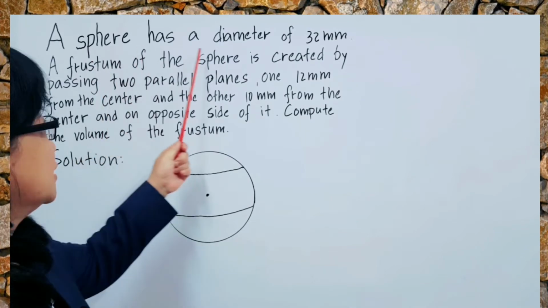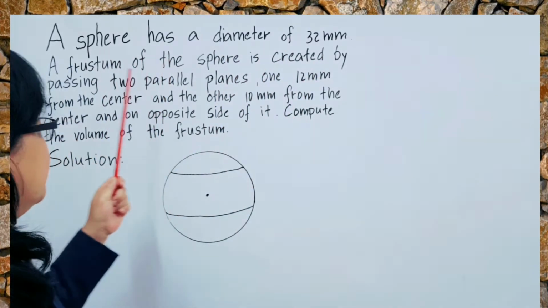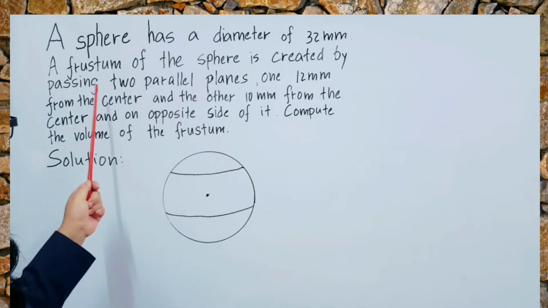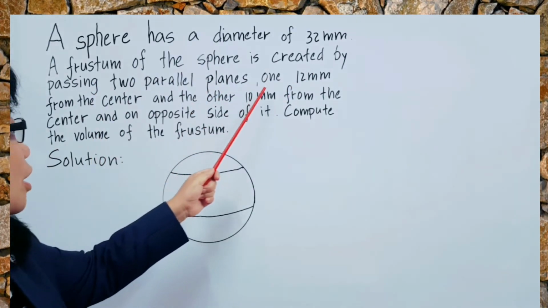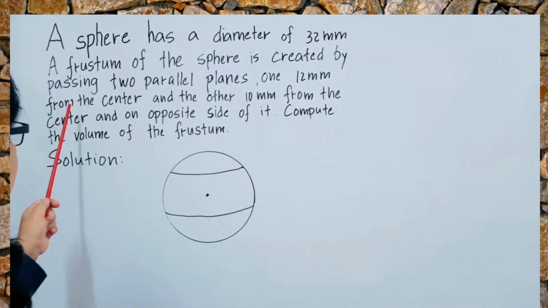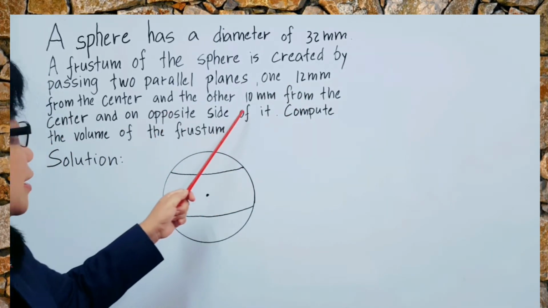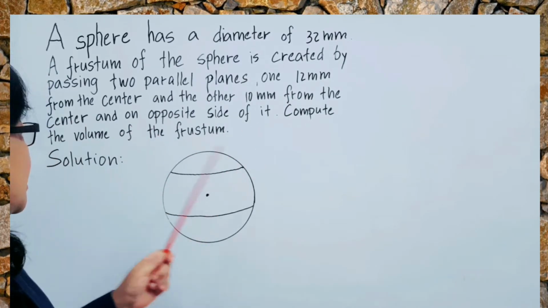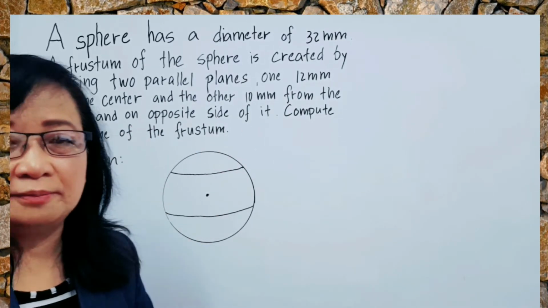A sphere has a diameter of 32 mm. A frustum of the sphere is created by passing two parallel planes, one 12 mm from the center and the other 10 mm from the center and on opposite side of it. Compute the volume of the frustum.